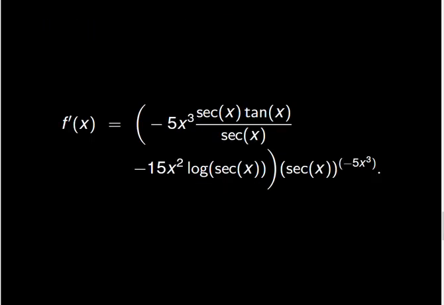This final expression can also be given as follows: f prime of x is equal to the quantity minus 5x cubed times the fraction secant of x times tangent of x over secant of x, plus minus 15x squared times logarithm of secant of x, times secant of x to the power minus 5x cubed.